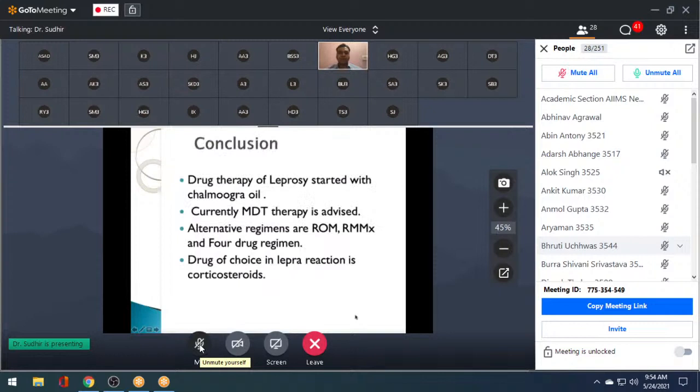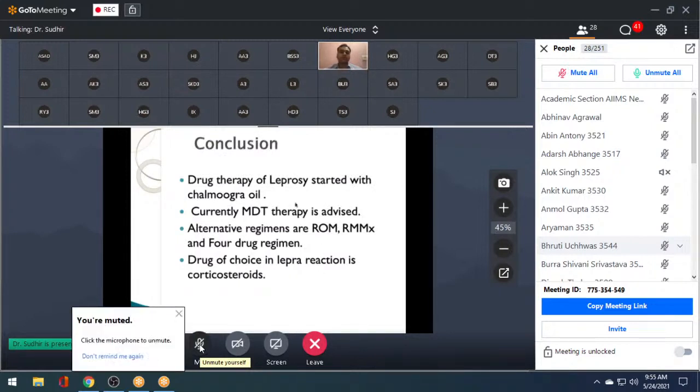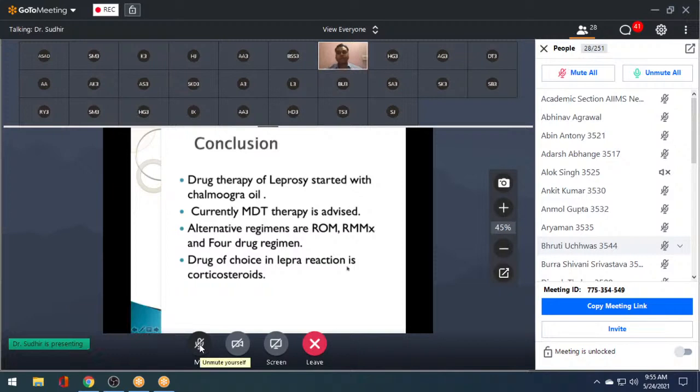Okay. So coming to conclusion, drug therapy for leprosy started with dapsone. Currently, MDT is being advised. Alternative treatment regimens are there, and the drug of choice for lepra reaction is corticosteroids. Okay. So this is about leprosy and its treatment.